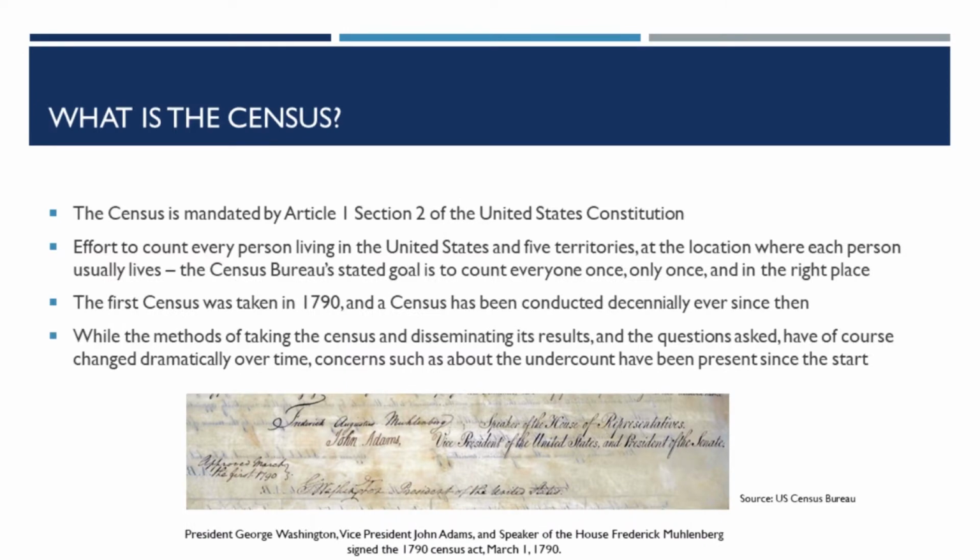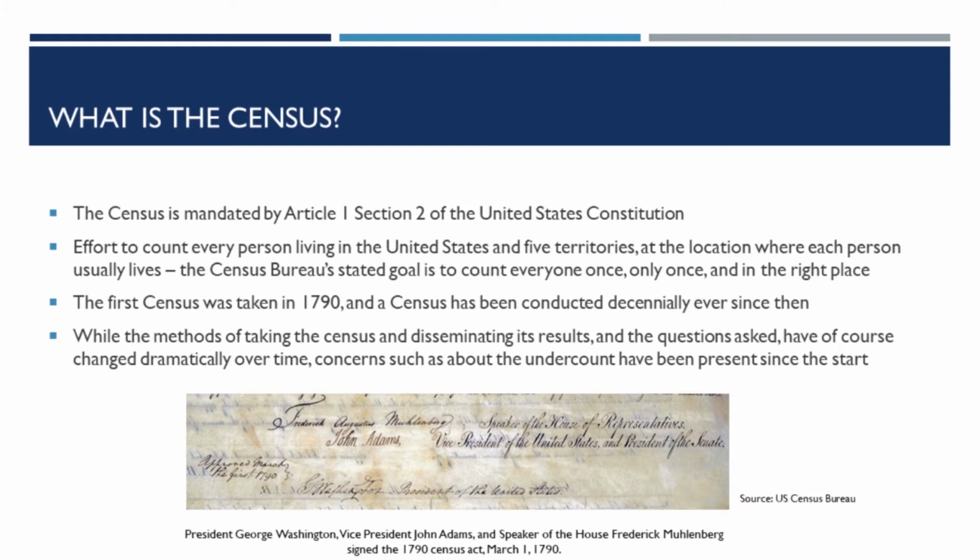So the United States Constitution requires the census be taken every 10 years. And the effort is to count every person living in the United States on Census Day, April 1, generally at the location where each person usually lives. Now, what's most important right now to benefit New York State is to ensure that everyone is actually counted, particularly groups that we know historically have been undercounted, such as minority groups, people who live in rural areas, undocumented individuals, young children.